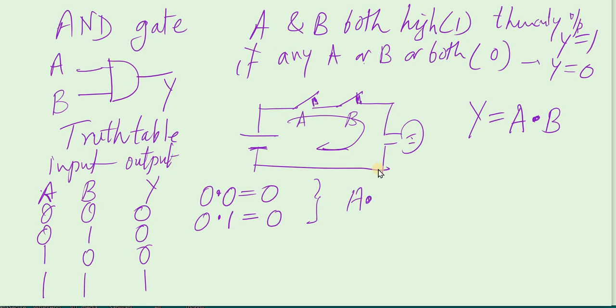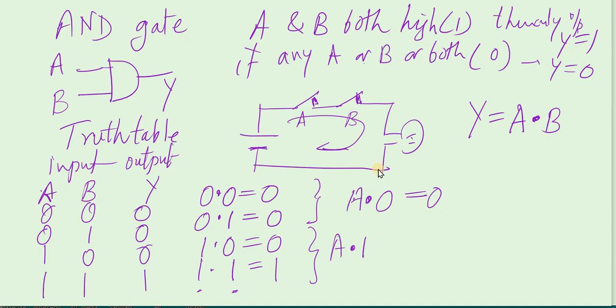Suppose we take A dot 0. If A is 0, the output is 0. If A is 1, still the output is 0. So A dot 0 is always 0. Now consider 1 dot 0 is 0, and 1 dot 1 is 1. So if you AND any input A with 1, then if A is 0, the output will be 0. If A is 1, the output will be 1. So A dot 1 is A.